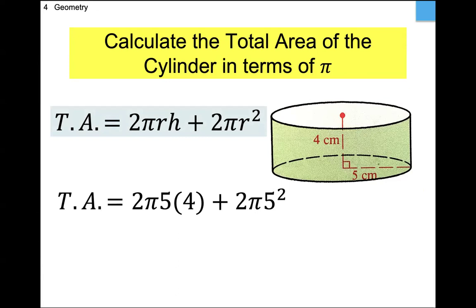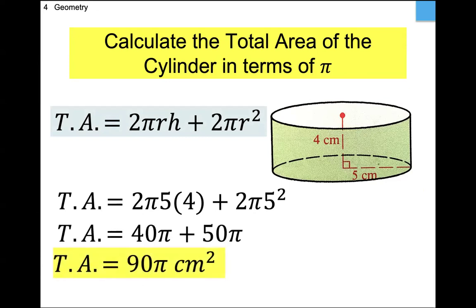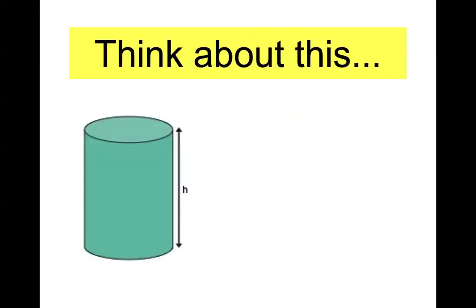So let's see, 2 times 5 times 4, that would be 40. 2 times 5 squared would be 2 times 25, which is 50. So I get 40 pi plus 50 pi, which would be 90 pi. And we do not multiply the 90 times 3.14. We just leave it at that, and we attach the units. We're doing area, so that would be centimeters squared. So that's an answer in terms of pi. If it did not say that, we take that 90 and multiply it by 3.14, using the pi key on the calculator. All right, next idea.